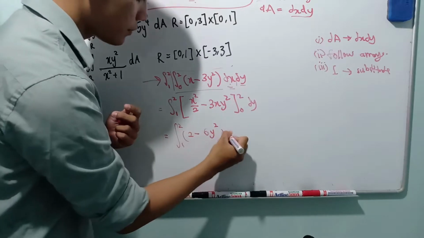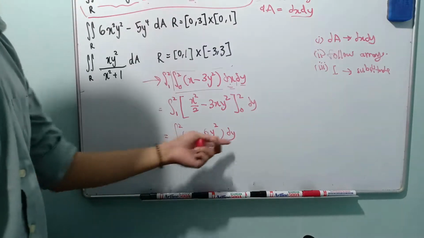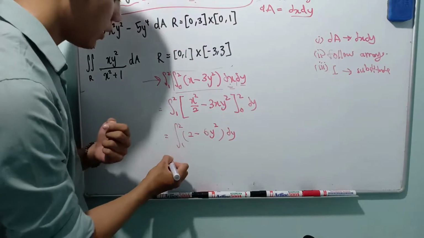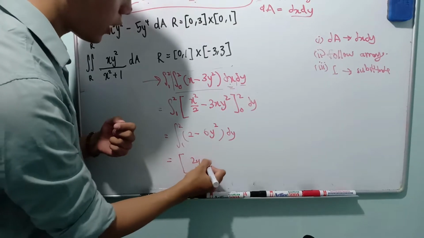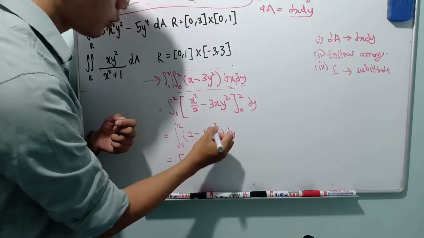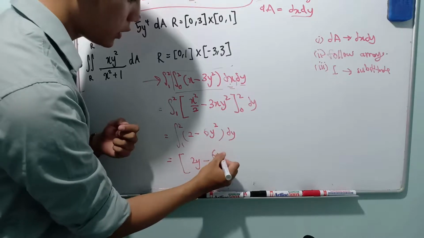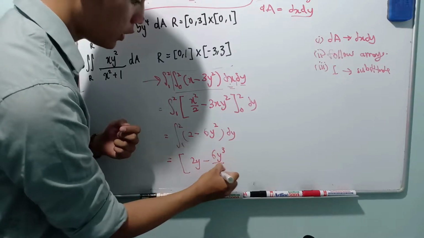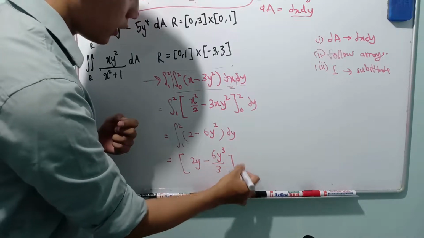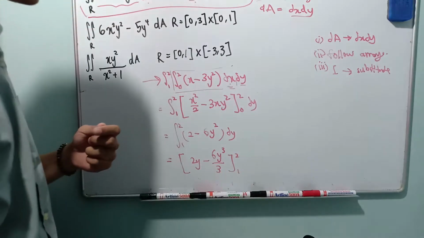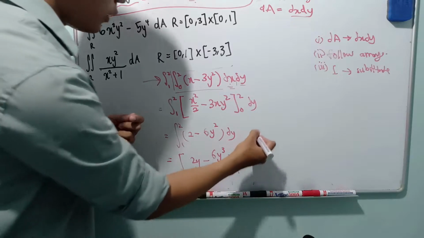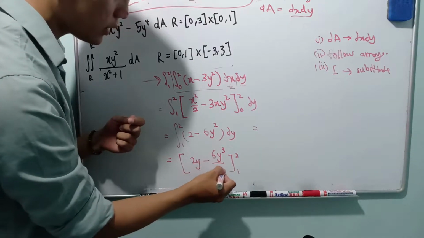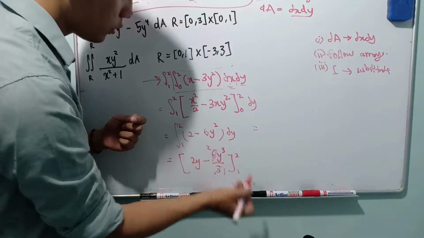So here is dy. After that, what we're going to do is just integrate it. So what we're going to get is 2y, and then 6y squared going to get 6y cubed over 3. Okay, and then going to get this one. After that, we're going to substitute the value. Here I can just cancel 1 and 2 over here.